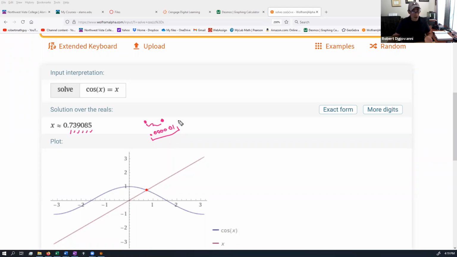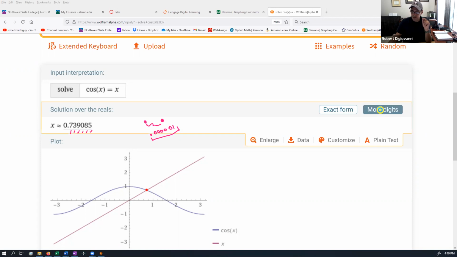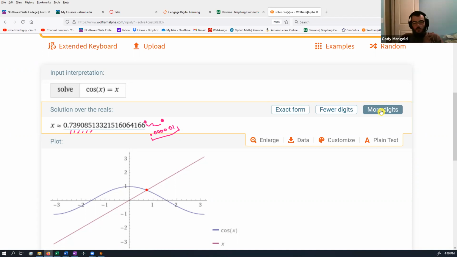And then I said, okay, well, look, I'm not happy with that. I need more precision. I hit more digits, and it just did more of the algorithm and made it even smaller. It just tested hundreds of thousands of points. Does that make sense?